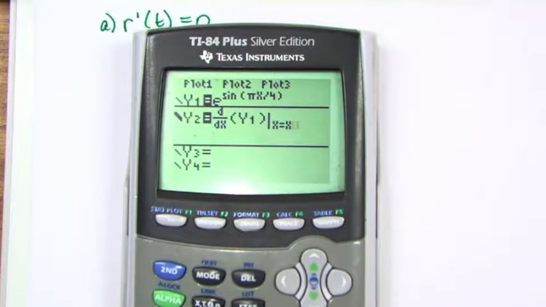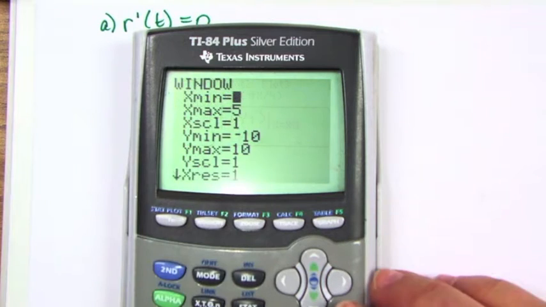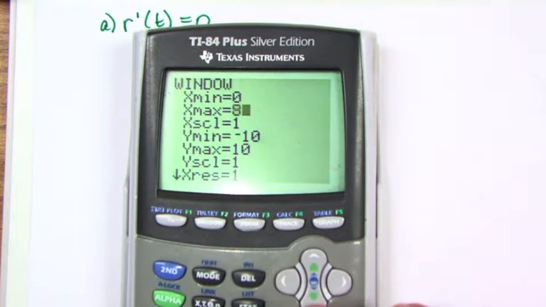So I need to know where R prime of t is equal to 0 and then changes from positive to negative. So a good window would be 0 to 8, right? It wants it over time 8. And then I just made my y values go negative 10 to 10.